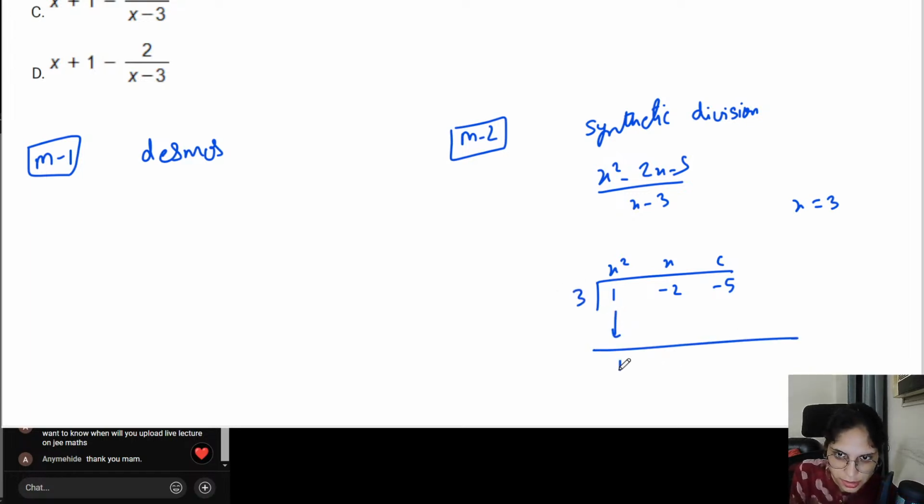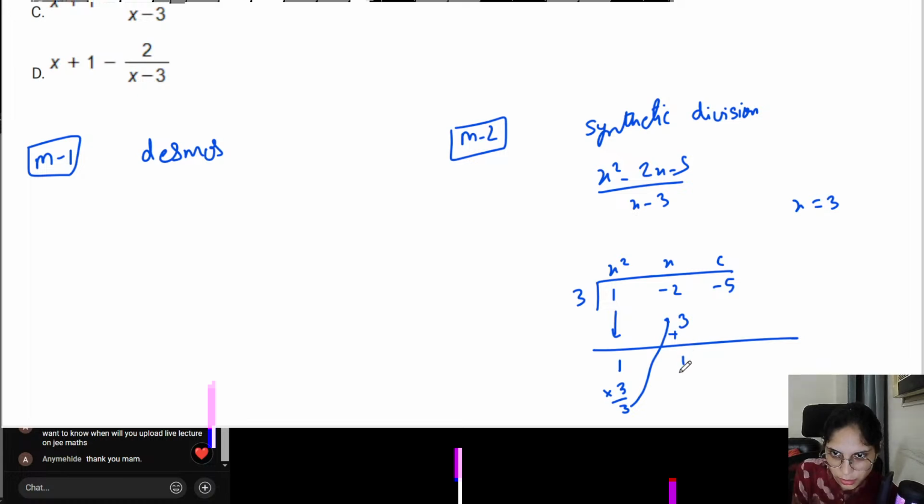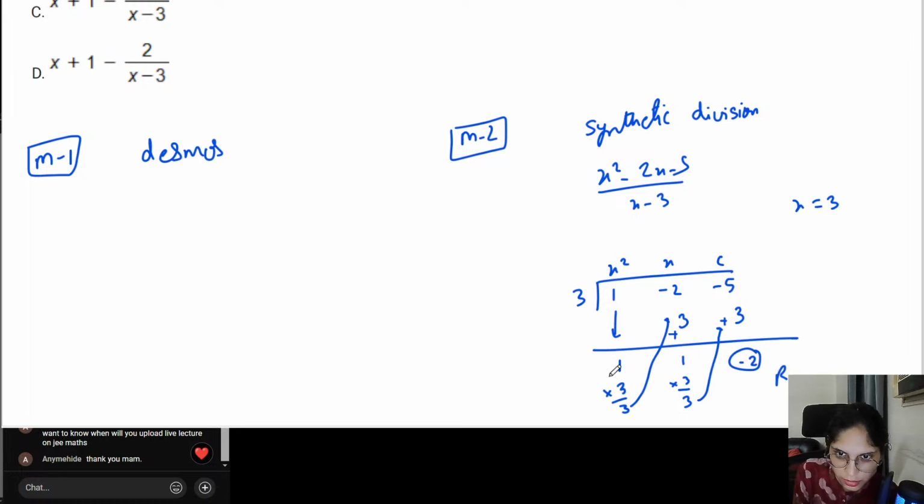You write the first term as it is. Now you multiply this with 3. You write 3 over here and now you add. Negative 2 plus 3 is 1. Again you multiply with 3. You get 3. Put it over here. Add. Negative 5 plus 3 is negative 2. This is your remainder. This is your constant. This is your x. So this is x plus 1 minus 2 over x minus 3. Okay, because you always do remainder over divisor.